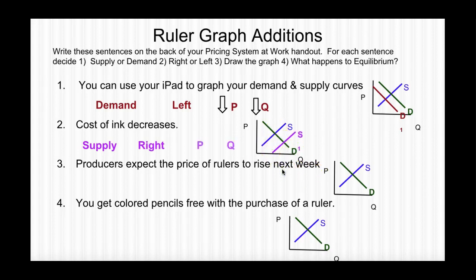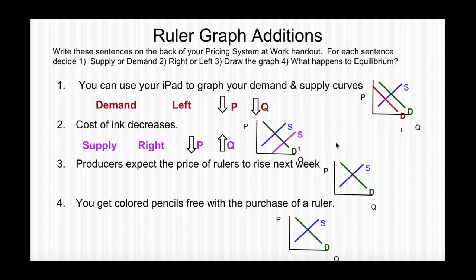And now you have to ask yourself what happens to equilibrium. Going from this equilibrium to this equilibrium, what happened to my equilibrium price going from here to here? My price went down. What happened to my equilibrium quantity going from here to here? My quantity went up. Okay, so as a result, price goes down, quantity goes up.